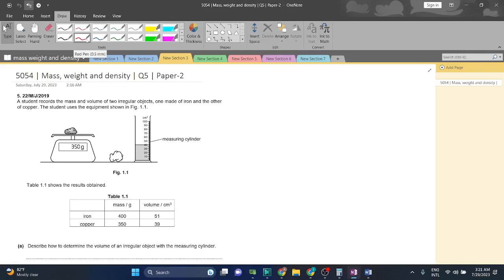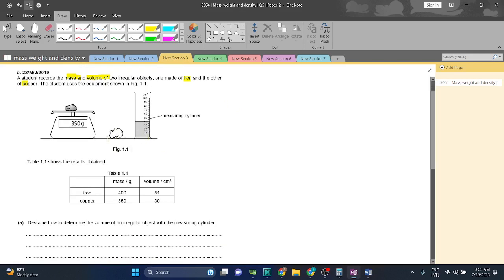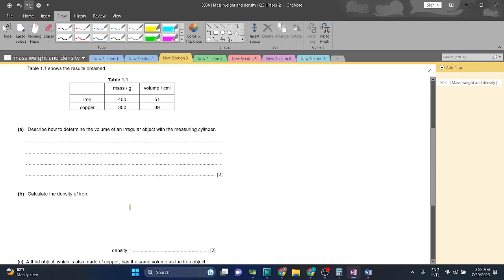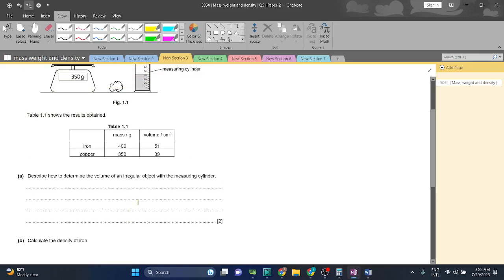Question 5. Let's start. A student records the mass and volume of two irregular objects, one made of iron and the other one made of copper. So we know where it is going towards density. The student uses equipment shown in figure 1.1. So it's a measuring cylinder or an electronic balance. Table 1.1 shows the results obtained. Describe how to determine the volume of an irregular object with a measuring cylinder.